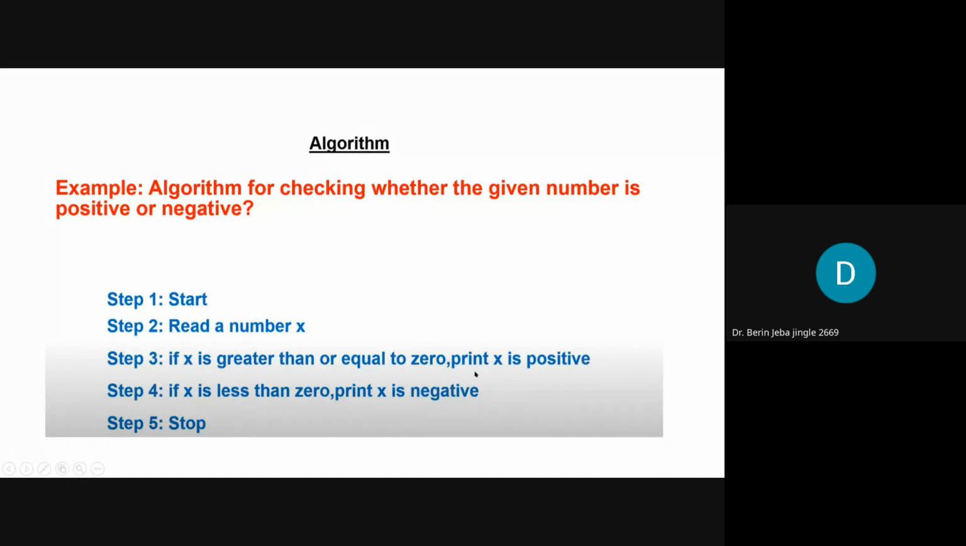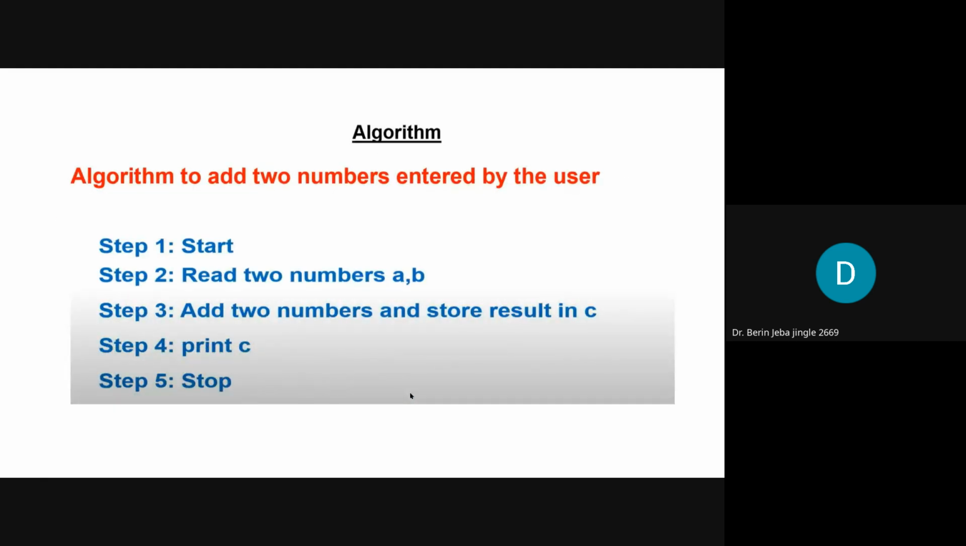It will check here whether the condition is true or false. X is greater than or equal to 0, it will be checking in this step. If it is positive, it will print the number is positive. If it is negative, it will come to the next step for checking. If x is less than 0, then it will print it as a negative number. This is the algorithm, the step-by-step process.